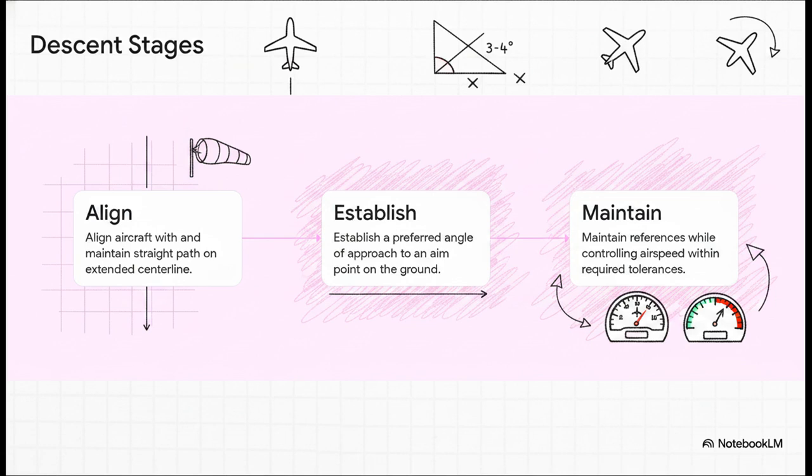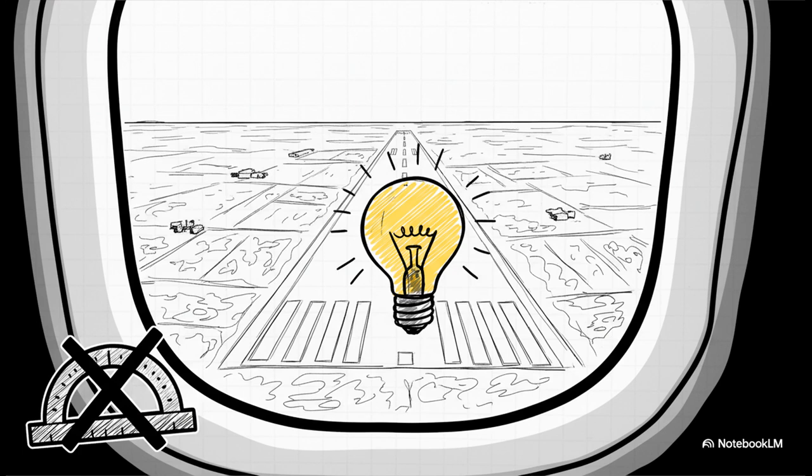Step 2, establish that 3 to 4 degree approach angle to your aim point. And step 3, maintain those visual references while simultaneously controlling your airspeed. Now you might be wondering, how on earth do I know it's 3 degrees without pulling out a protractor? Well, you use a multiplicity of cues: the shape and aspect ratio of the runway, the texture of the ground, and how far below the horizon the aim point sits.